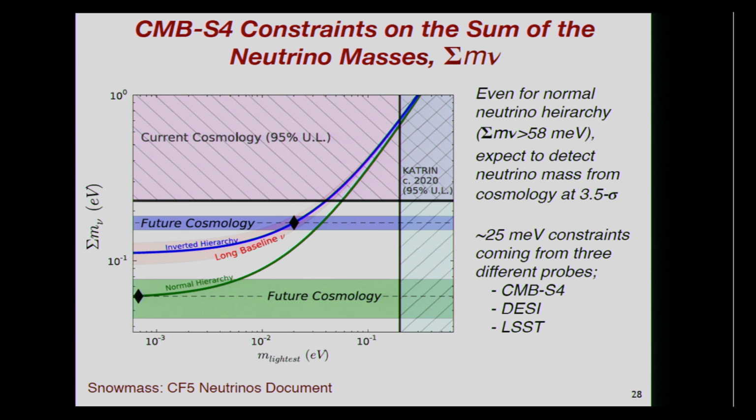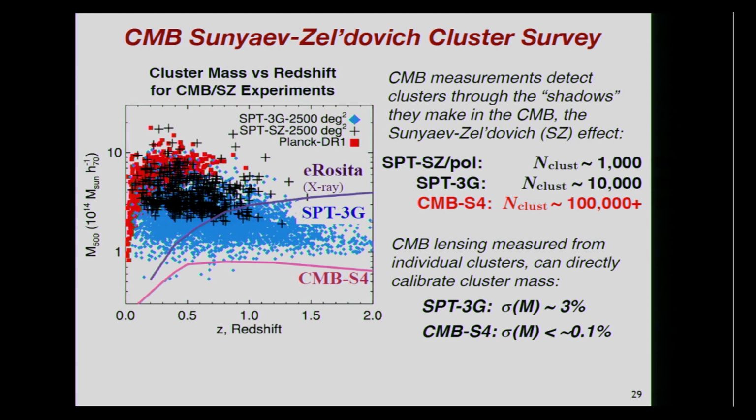And so it's really exciting because in the very near future, we should be at the sensitivity with cosmological experiments where we can detect neutrino mass, even for the minimum neutrino mass hierarchy that we expect, this 58 MeV level. And we're going to have multiple probes that are going to be sensitive to this, measuring neutrino mass in different ways: CMB-S4 from gravitational lensing, DESI from both the BAO and redshift space distortions, and then LSST from cosmic weak lensing. And each gives around a 25, 30 MeV constraint on neutrino mass, and in combination gets you down to this sort of 15, 16 MeV level.